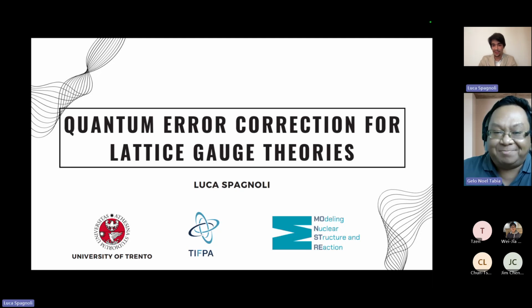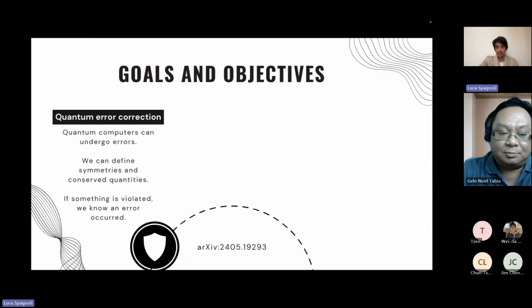Thank you for the introduction and also for the invitation. I'd like to start with the basic idea behind the paper. Here is the arXiv number if you want to check it out. On one hand, we have quantum error correction. It's a huge field of research, but the idea behind it is that quantum computers have errors, and we want to correct those errors.